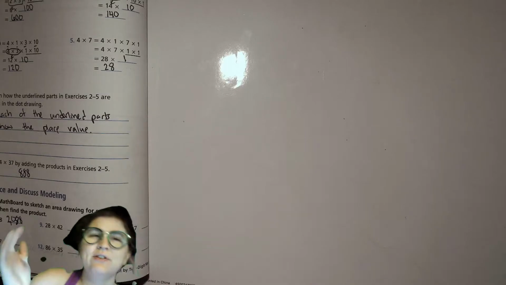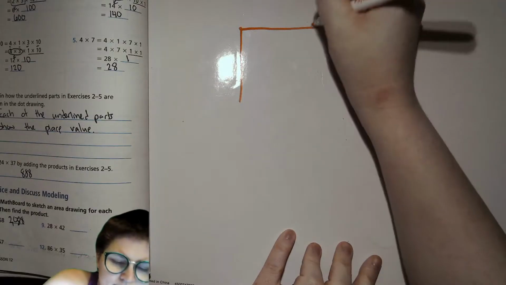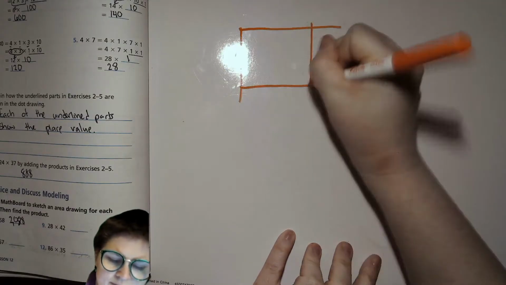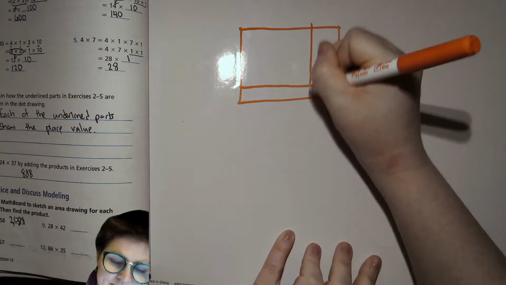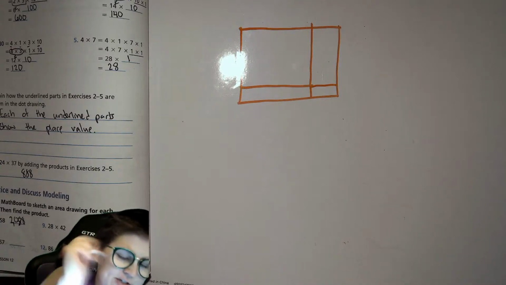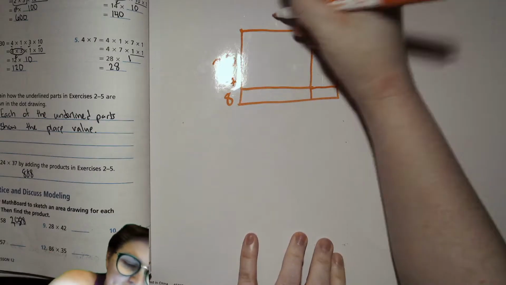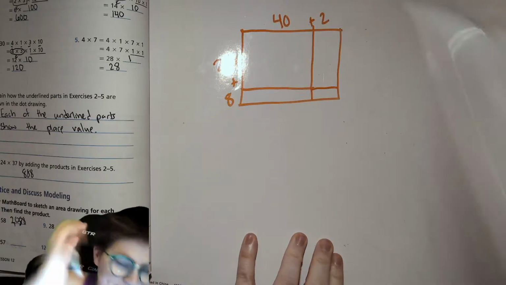What's the next one? 28 times 42. If you're feeling confident, you go ahead and try to draw that rectangle for us. If you're not, though, that's okay. We'll do this together. Okay, boop, like that. So 28, 42. We'll do our 28 and our 42.